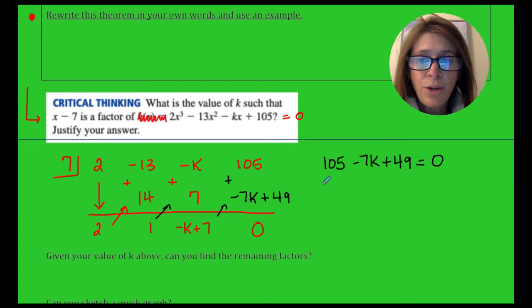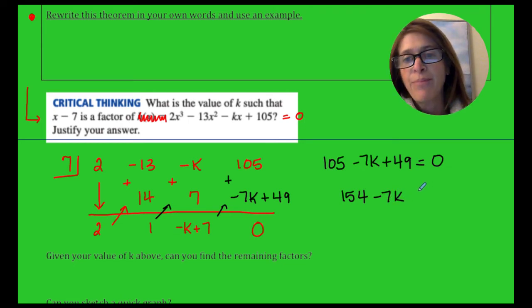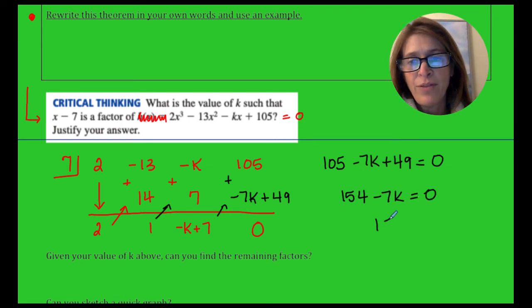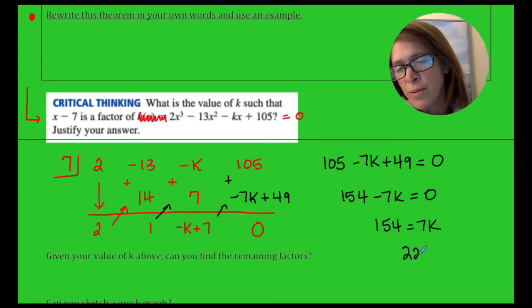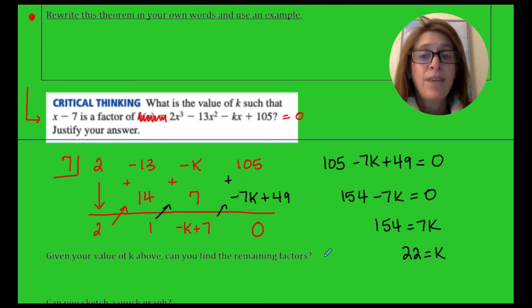Okay, so 105 and 49 would be what? 154 minus 7k, is that right? Yeah, equals 0. So 154 equals 7k, and let's see, I think that's 22 equals k. So if k is 22, then x minus 7 is a factor. And the reason you knew you needed a remainder of 0 is because of the factor theorem. It would mean I'd have to have a remainder of 0, okay?